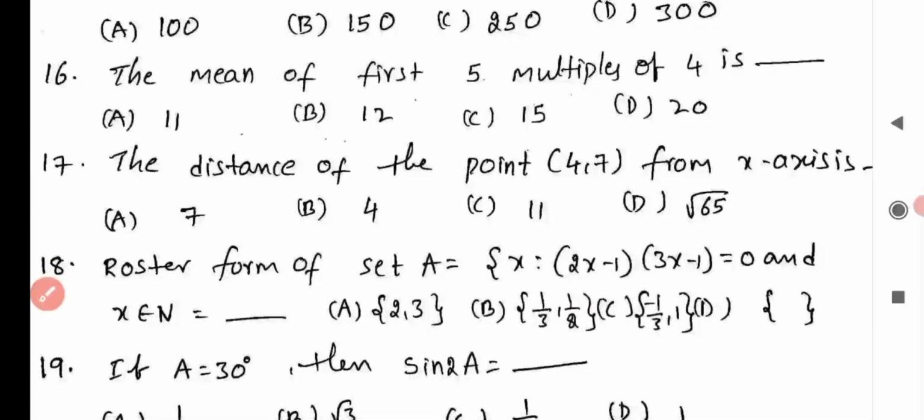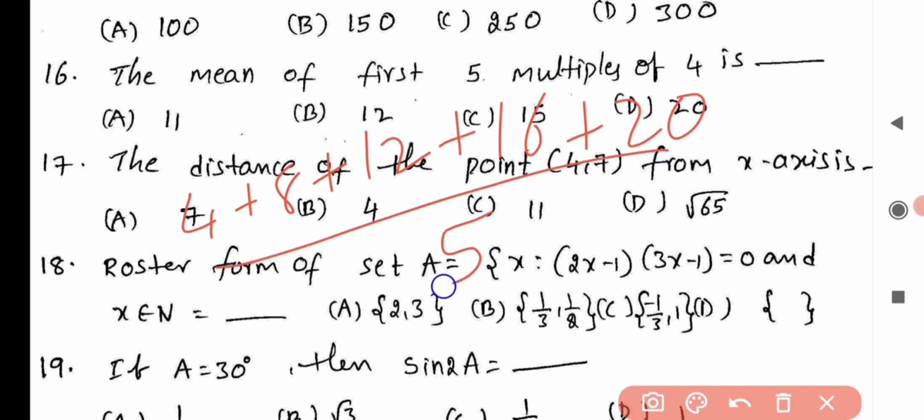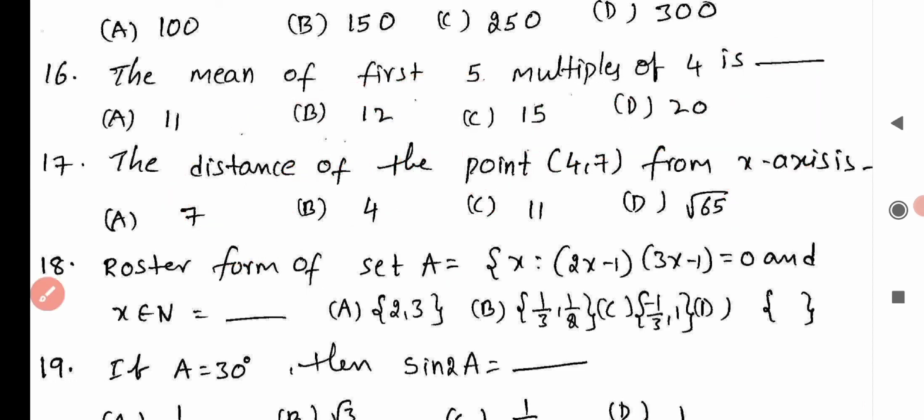Next, 16th one. The mean of first 5 multiples of 4 is what? 5 multiples of 4. So multiples of 4. 4, 8, 12, 16, 20. So total 5 by 5. 16 plus 4, 20. 12 plus 8, 20. 20 plus 20, 40. 40 plus 20, 60. 60 by 5. 5 ones are 5, 12 5s are 60. So answer is what? 12. Option B.